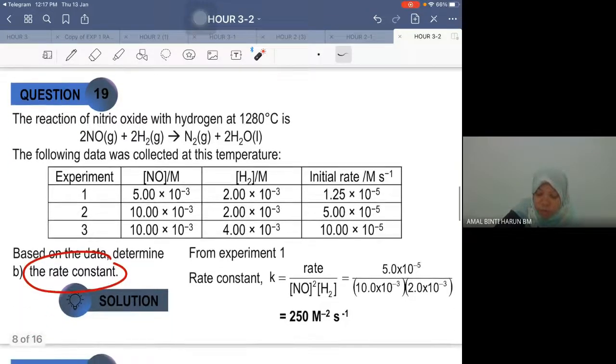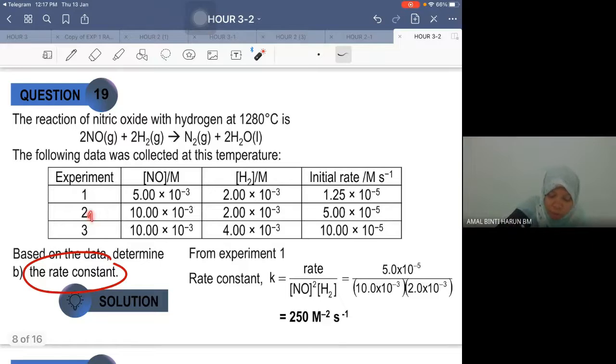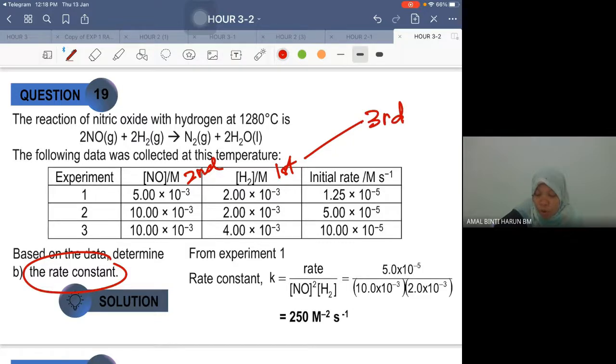K is the rate constant. Kalau you guna data eksperimen 2 atau 3, masukkan ke dalam rate law, kamu juga akan dapat jawapan yang sama, 250. Okay. So, adakah semua orang pakai data eksperimen 1? It's okay to take data eksperimen 2 ataupun 3. Okay. So, bila kita dapat 250, ini adalah K. So, dia order ke berapa? Ini adalah second order, ini adalah first order. So, total order is third order.